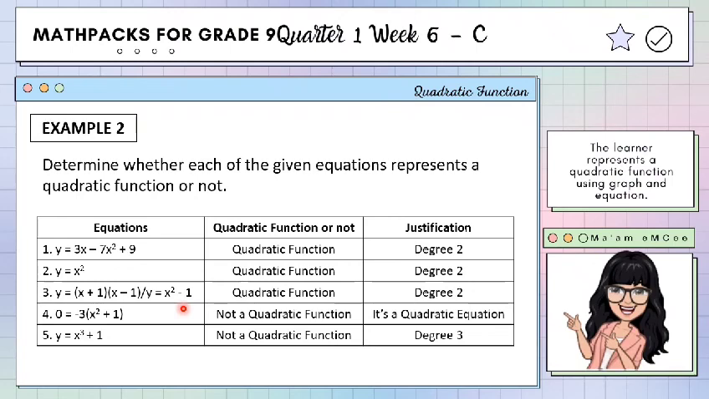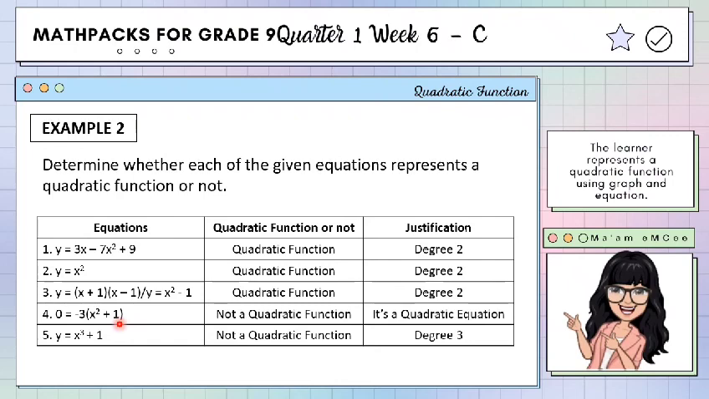Now, let us have your fourth example. If we are to simplify this expression, negative 3 times x squared is negative 3x squared. Negative 3 times 1 is negative 3. So we will have 0 is equal to negative 3x squared minus 3. So our equation is in second degree. But as you may notice, our variable here is just x. We don't see f of x or y. So that means to say this is not a quadratic function, but a quadratic equation.